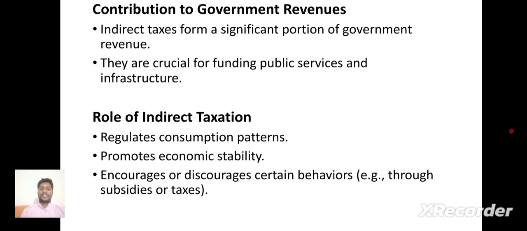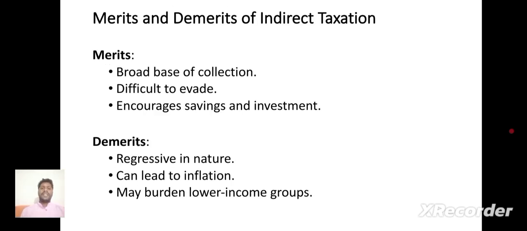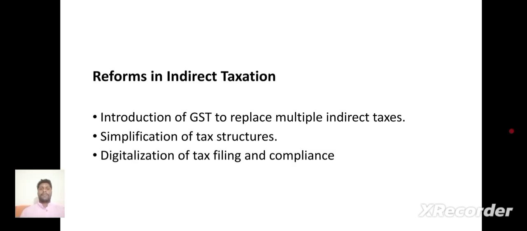Role of indirect taxation: regulates consumption patterns, promotes economic stability, encourages or discourages certain behaviors, for example through subsidies or taxes. Merits and demerits of indirect taxation. Merits: a broad base of collection, difficult to evade, encourages savings and investment. Demerits: regressive in nature, can lead to inflation, may burden lower income groups.